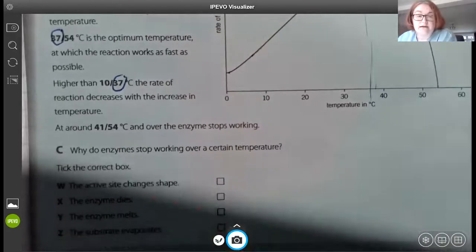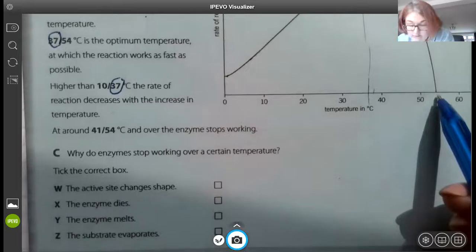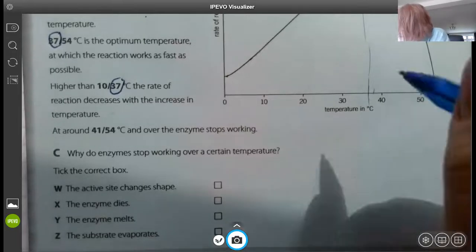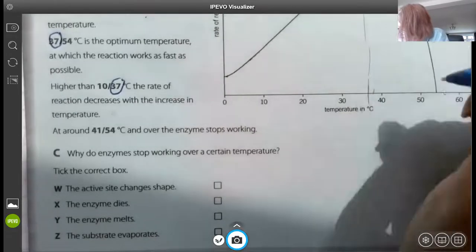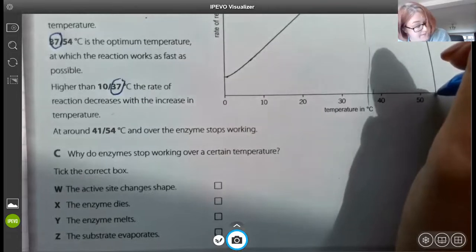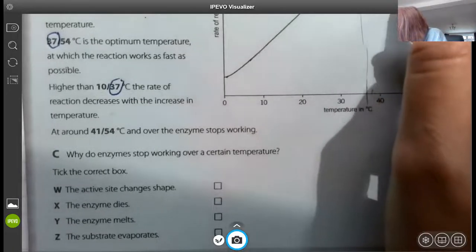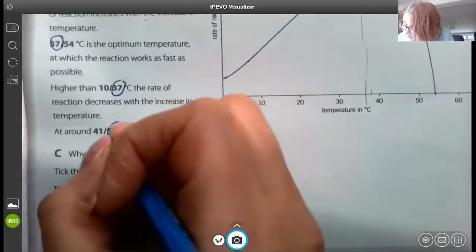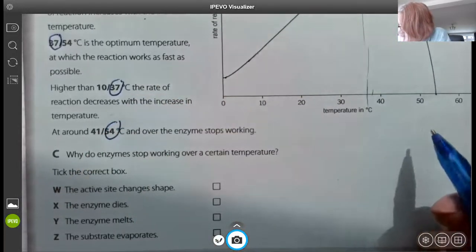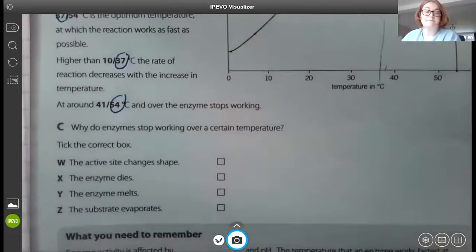And then the last one, at around what temperature does the enzyme stop working? Well, you can see there, well, what do we think? Is there any rate of reaction there? Well, there is a little bit going on there. So at around 54 degrees, the enzyme stops working. So there's no activity going on there at all.